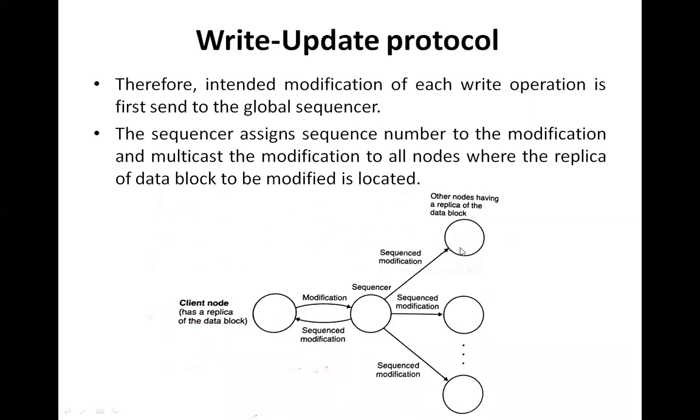So every time, this node is going to verify which sequence numbers it has received. If it has received 1 and 3 but not 2, it will ask the sequencer to retransmit sequence number 2, which was modified by this client. And it will not modify the 3rd sequence before it receives the sequence number 2 modification. So in this way, the write-update protocol works.